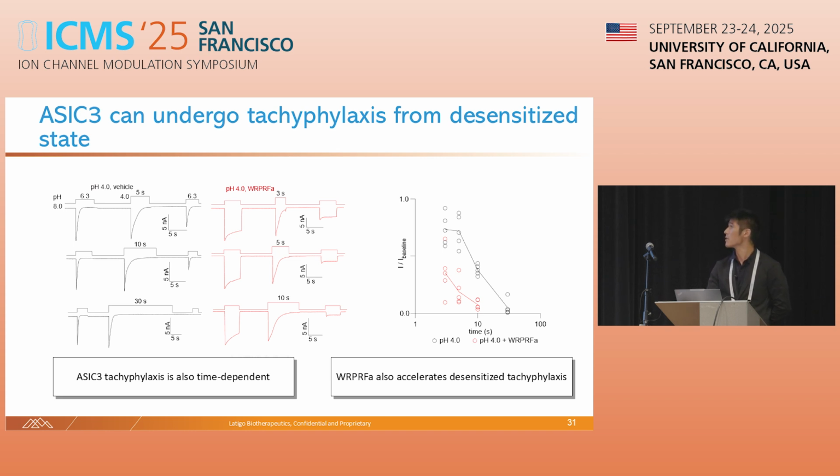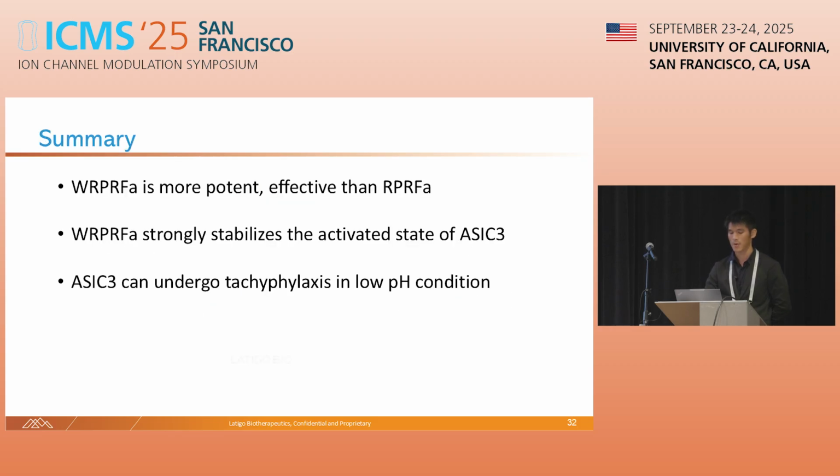So in summary, I think I showed you that WRPRF is a more potent and effective ASIC3 modulator than RPRF, and the way it works is that it strongly stabilizes ASIC3 in the active state. And I showed you that ASIC3 can undergo tachyphylaxis in very low pH conditions.